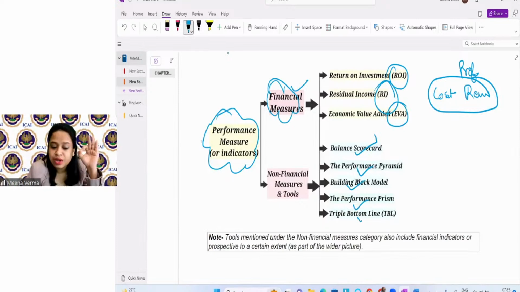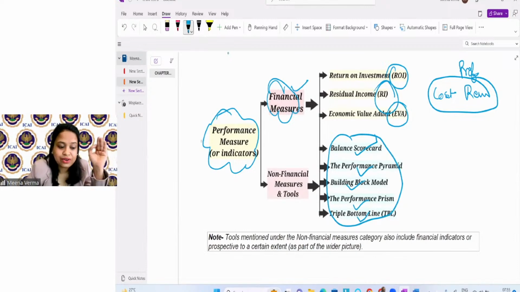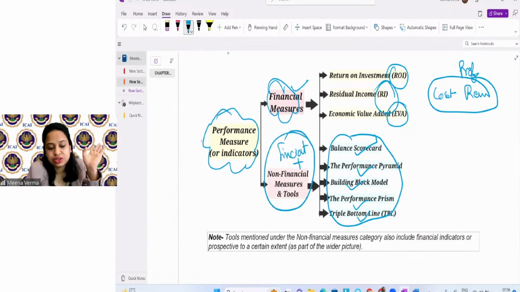Performance pyramids and triple bottom line. If you study them, you will find that we consider both financial factors and non-financial factors. We consider both here. Okay? So this is actually the best way to measure performance. Why the best way? Because our goal is not just to achieve the financial goals, but non-financial goals also.